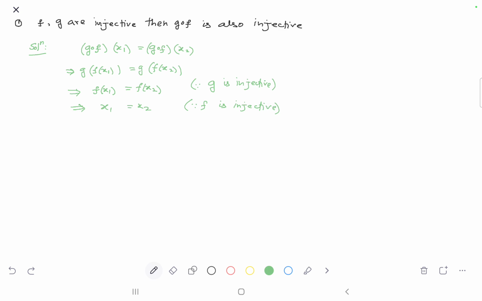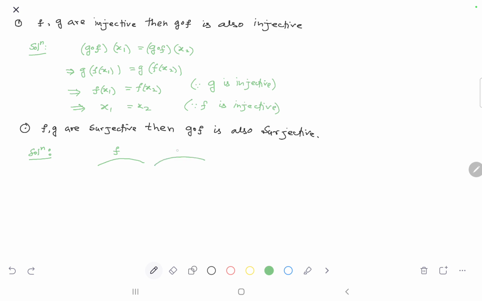So if we take two injective functions, then the composition is injective. What about surjectiveness? If f and g are surjective, then g composition f is also surjective. So if you take two surjective functions, the composition will be surjective. How do you do this? You can think you have a function like this, this is f, and then you have g.